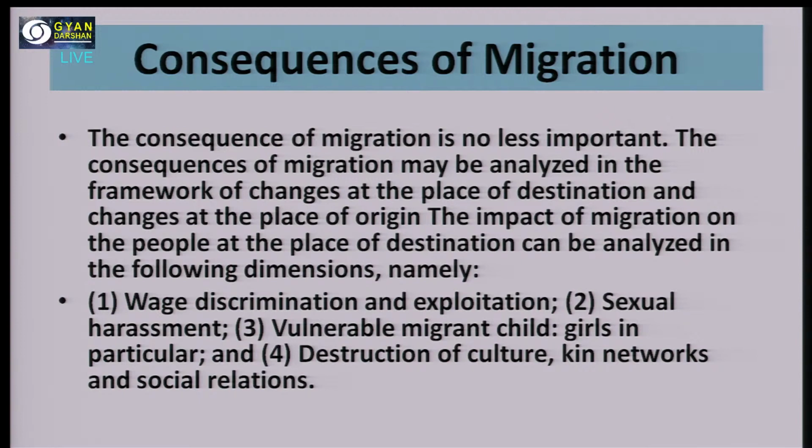Now, let us look at the consequences of migration. The consequence of migration is no less important. It may be analyzed in the framework of changes at the place of destination and changes at the place of origin. The impact of migration on the people at the place of destination can be analyzed in the following dimensions, namely wage discrimination and exploitation, sexual harassment, vulnerable migrant children, girls in particular, and destruction of culture, kin networks, and social relations. So these are some of the consequences that a migrant has to undergo.